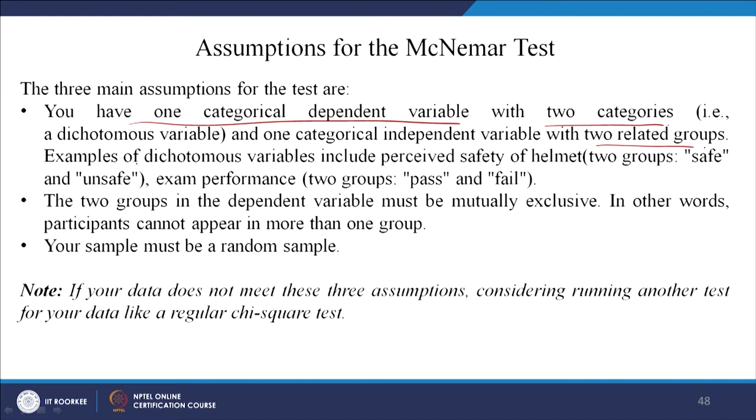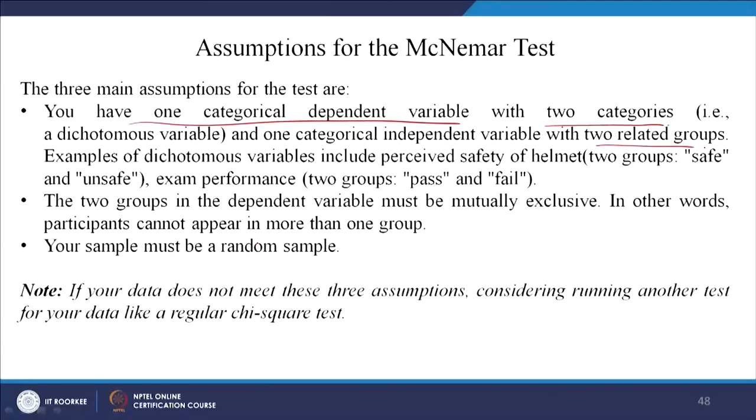Examples of dichotomous variables include perceived safety of helmets. So, two groups are there, one who feels safe and the other one unsafe. Another example is exam performance, two groups, pass or fail. So, these are the two dichotomous variables. The two groups in the dependent variable must be mutually exclusive. In other words, participants cannot appear in more than one group. If you pass, then you cannot fail, obviously, logically. And your sample must be a random sample.